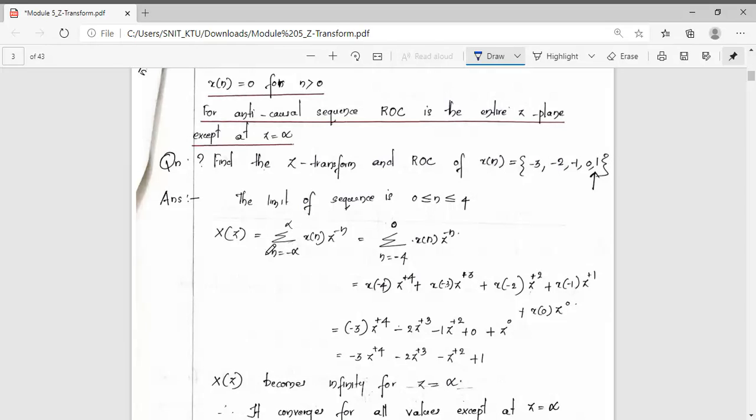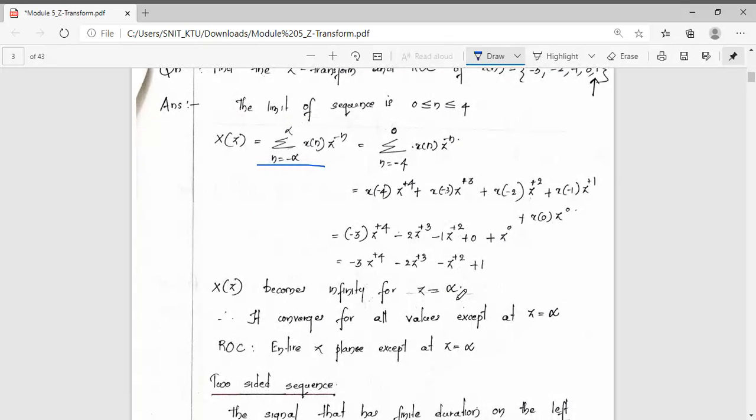So we write the equation for the Z transform, rewriting it by considering the limits in the given question, from minus 4 to 0, x of n z raised to minus n. On expanding the summation, from the question itself we get the values for x of minus 4, x of minus 3, x of minus 2, up to x of 0. And finally, we get x of z as minus 3 z raised to 4, minus 2 z cube, minus z square plus z.